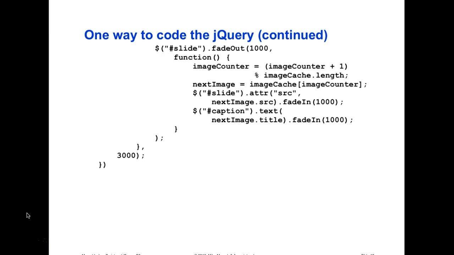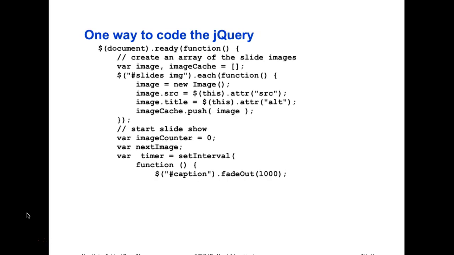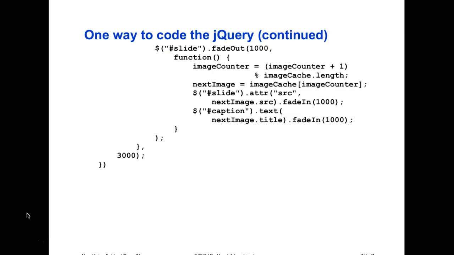So this is the continuation of that. So I'm going to go back. Here's the function closure, opening up at the bottom with caption fade out. And then we're also going to make the div slide fade out. And inside there, on every second, because we have this timer going, the image counter, we're going to continually increment.